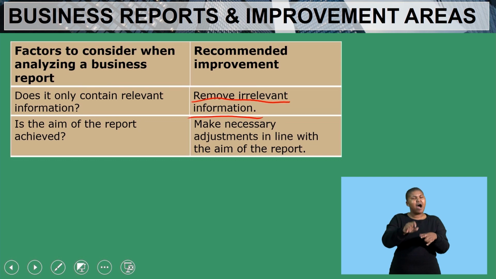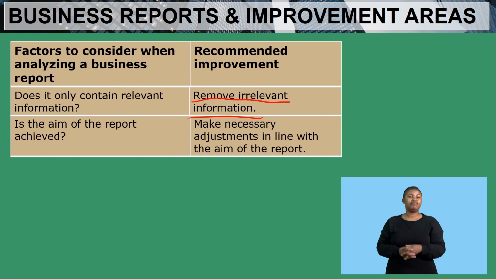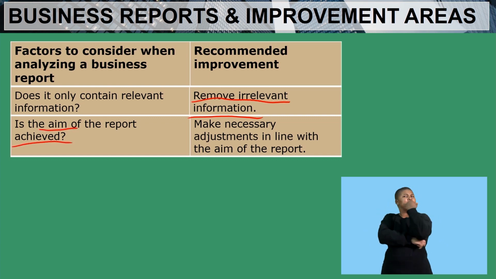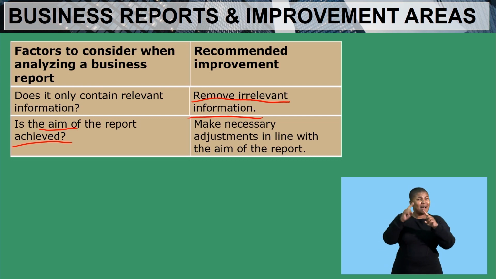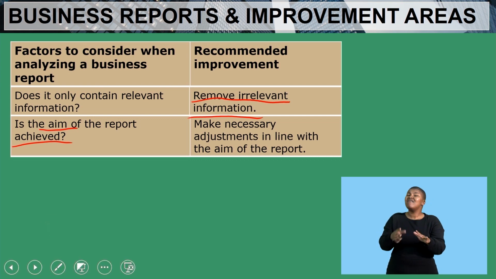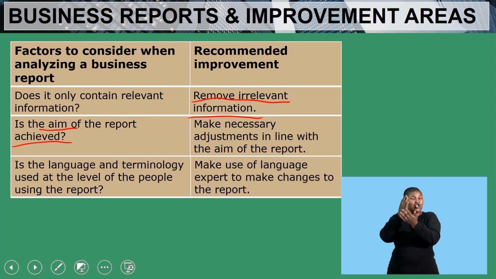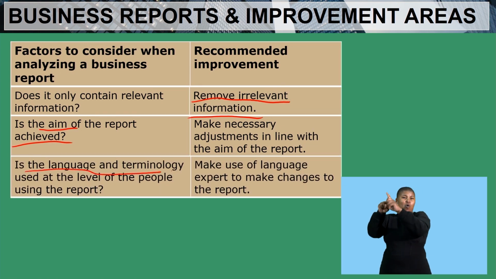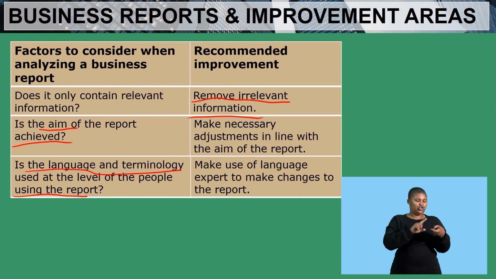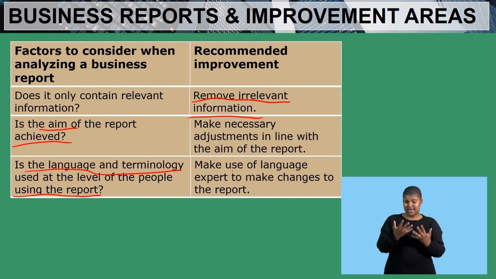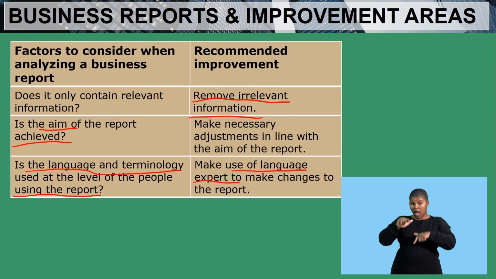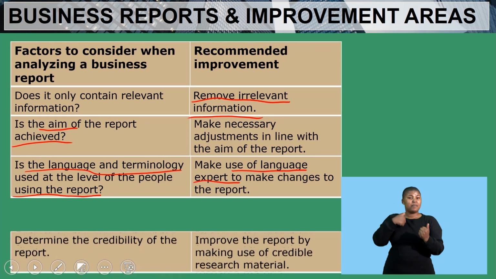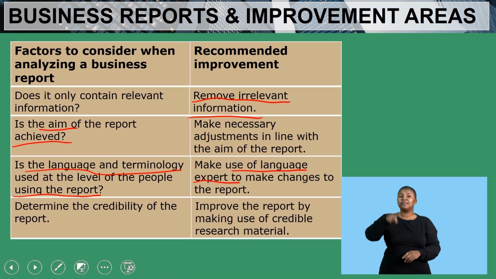Another factor that you also have to consider is whether the aim of the report was achieved. So you need to look at the aim and whether it was achieved. If the aim of the report was not achieved, then you need to make the necessary adjustments in line with the aim of the report. Another factor is whether the language and terminology used are at the level of the people using the report. If not, then you need to make use of a language expert to make changes in the report.